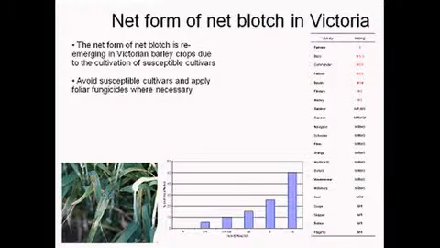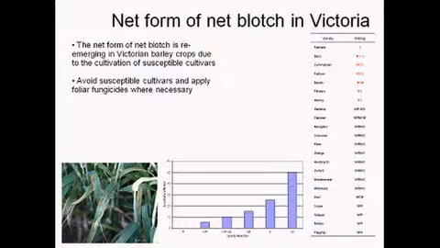And again, it's understanding those risks that are associated with scald: what the season's been, what the varieties are, what your inoculum is out there, and getting out and monitoring. Net form net blotch is a disease we haven't seen a lot of in barley in Victoria. The main reason for that is that we've been growing varieties that have adequate levels of resistance.